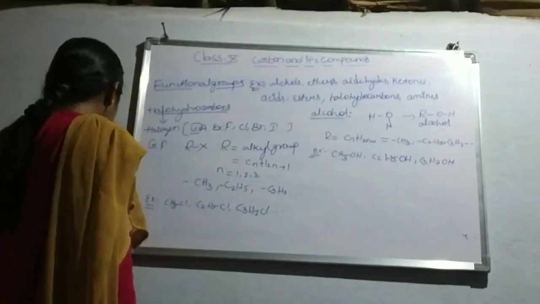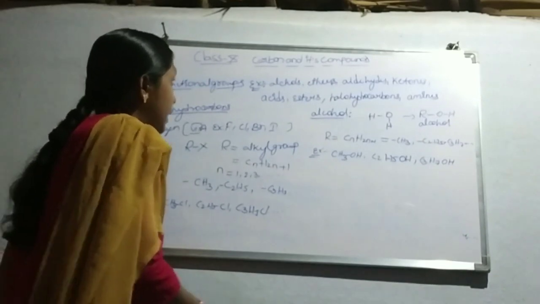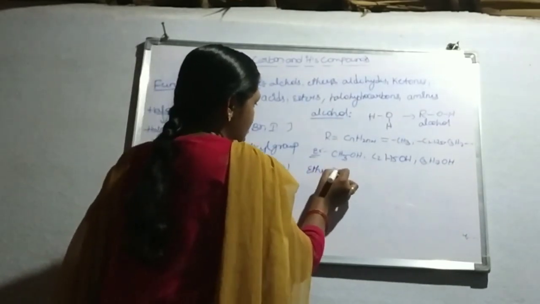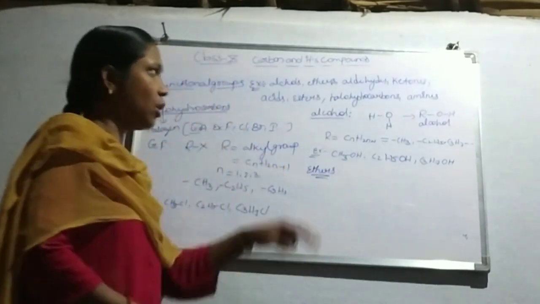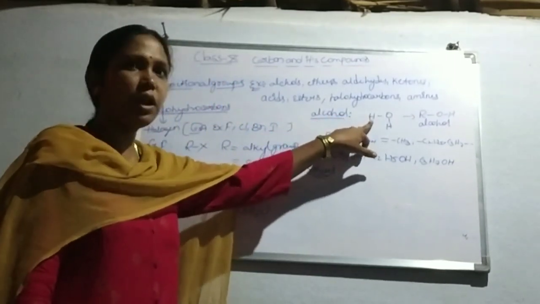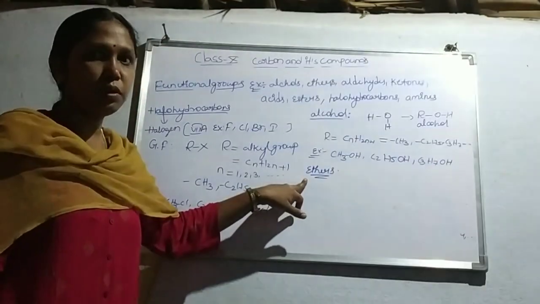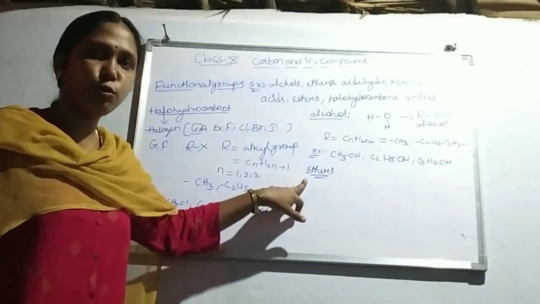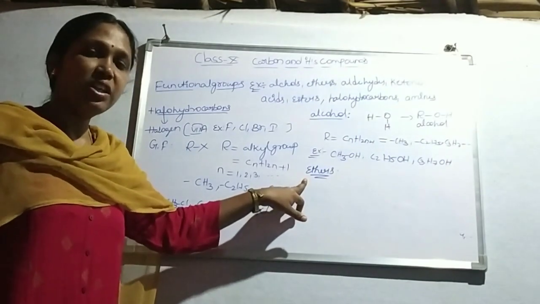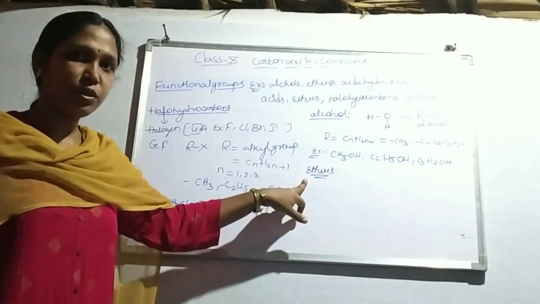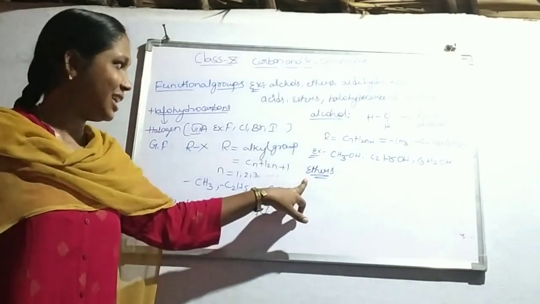C3H7OH. Next we will see another one, that is ethers. In the above case, alcohols replace one of the hydrogens with an alkyl group. But ethers are formed by the replacement of two hydrogens with two similar alkyl groups or different alkyl groups. Such molecules are known as ethers.